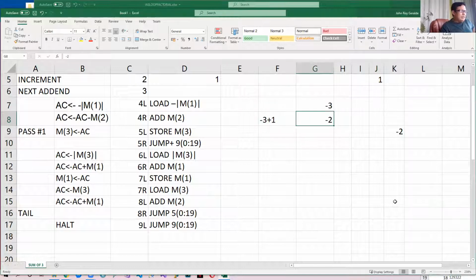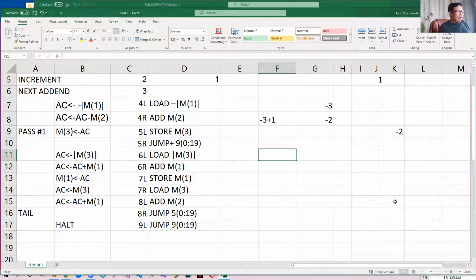So do we jump plus? This is a negative value, so we will not jump plus. We will proceed here. Do you follow? Yeah, thank you, no? Mr. Yap, it's negative 2. I'm sorry. It's good to look at the chat, no?